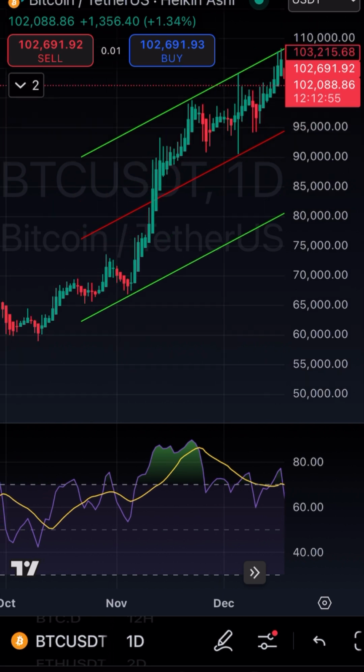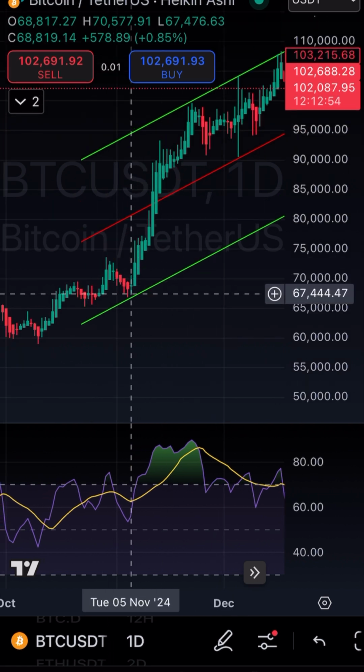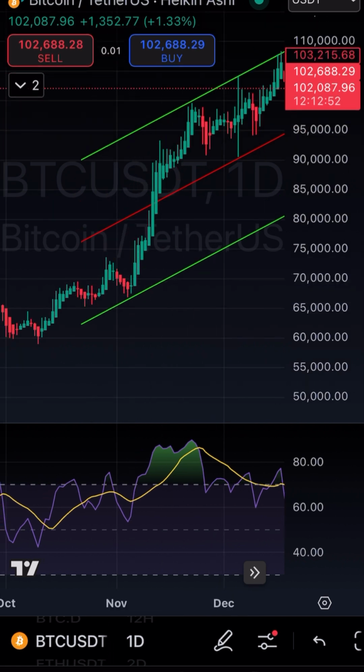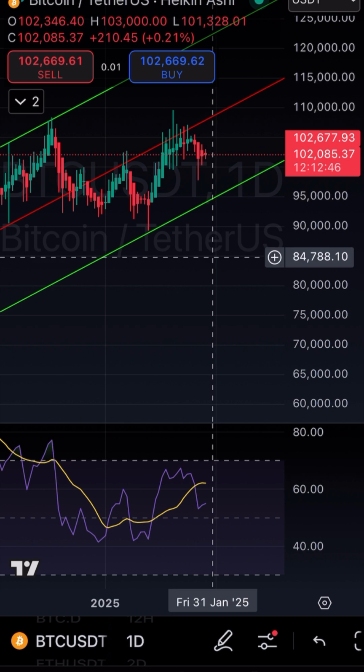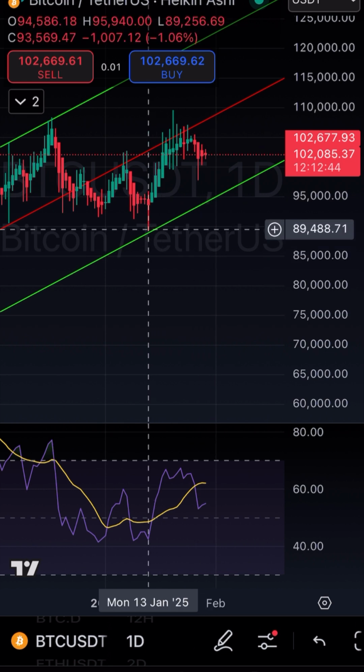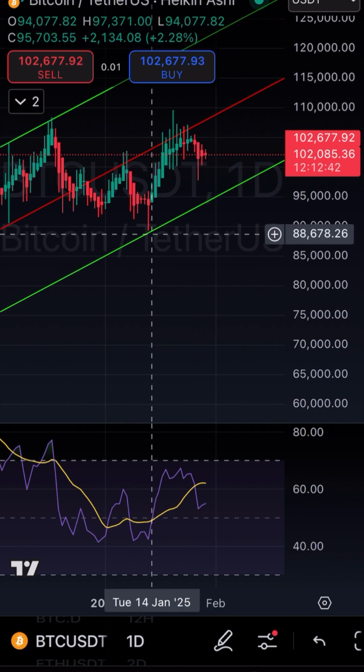If you did miss this point right here where you come in, the next point to come in wouldn't be for a while. You want to wait, and the next point would probably have been right about here.